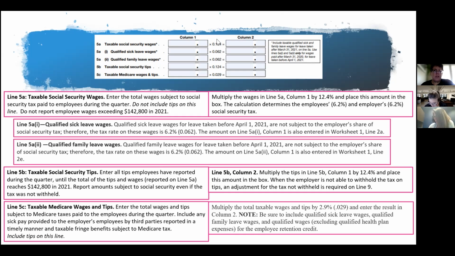Now, these were the qualified sick and family medical leave wages. These were the COVID leave that they put in for the Families First Coronavirus Response Act.